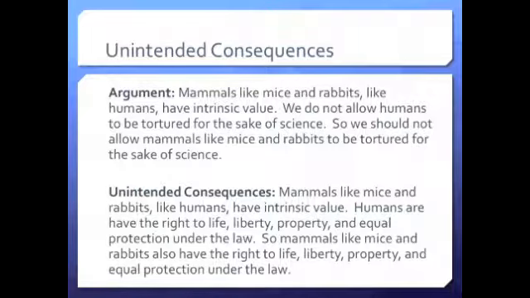However, the author of the previously given argument might simply accept the unintended consequence and say yes, that they believe that mammals like mice and rabbits have the right to life, liberty, property, and equal protection under the law. By doing so, the author would not weaken their previously given argument, which relies on the same similarity that the unintended consequence uses. However, they would be put in a position to now have to provide further support for why accepting the conclusion of the unintended consequence would be reasonable.